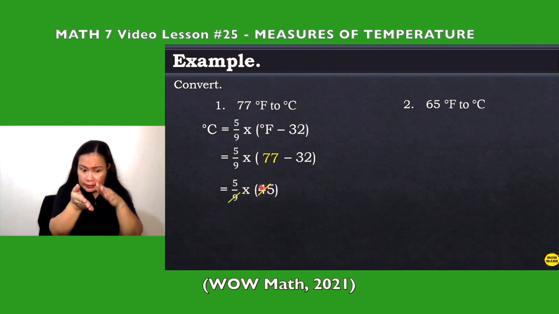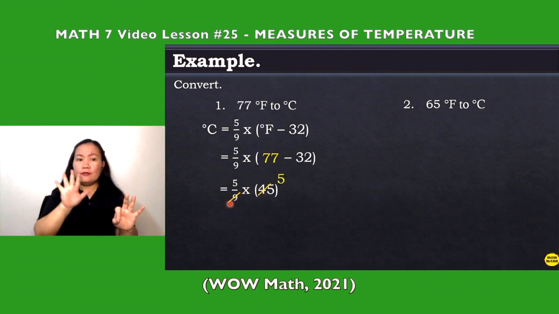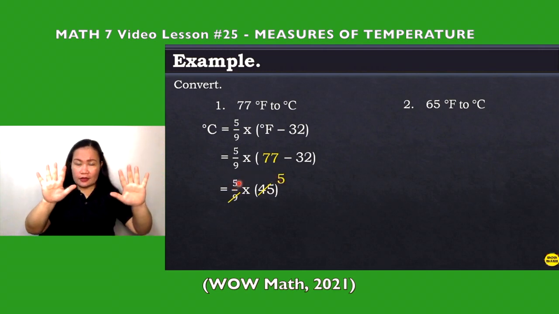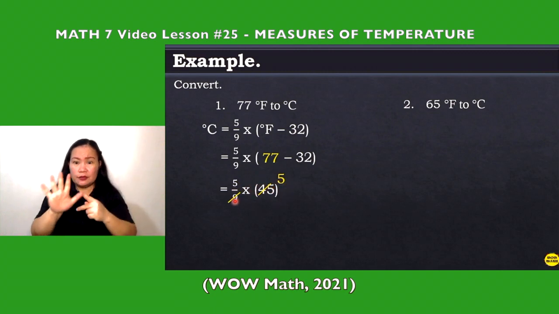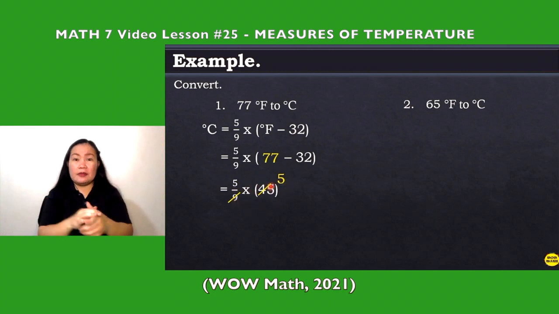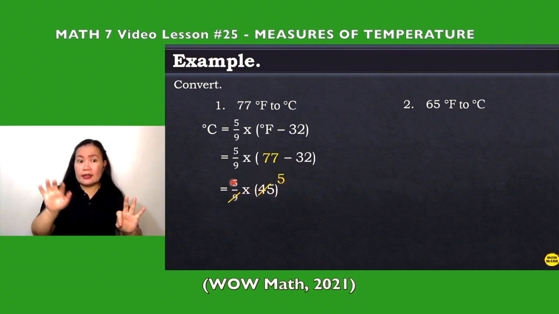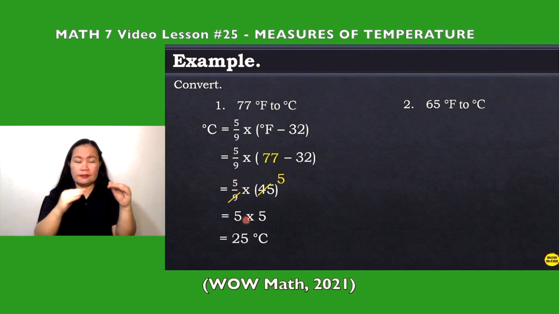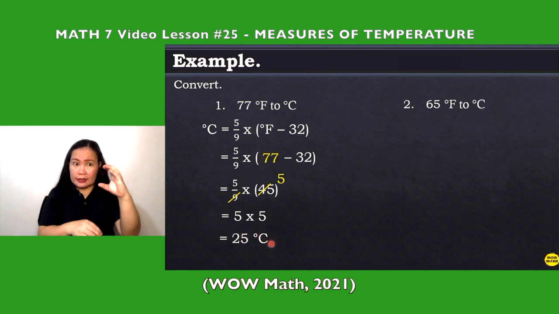Cancel mo na siya, 45 divide 9, since pwede naman siyang i-divide, 45 divide 9, that is 5. Para pag nag-multiply ka dito, maliit na lang yung value. Hindi kagaya kapag 5 times 45 ang laki, and then di-divide mo siya sa 9. So, para mas madali, i-divide mo na muna, 45 divide 9, that is 5. Times 5, times natin siya ngayon, that is 25 degrees Celsius. So, therefore, 77 degree Fahrenheit is equivalent to 25 degree Celsius.